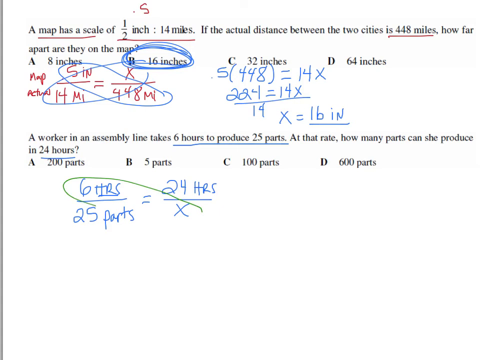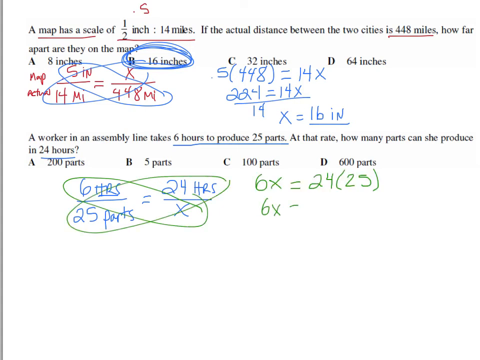If we cross multiply, we end up with 6x equals 600. Divide by our 6, and we end up with 100, and it is the units at the bottom, so it's 100 parts. That would be our letter C answer right there.